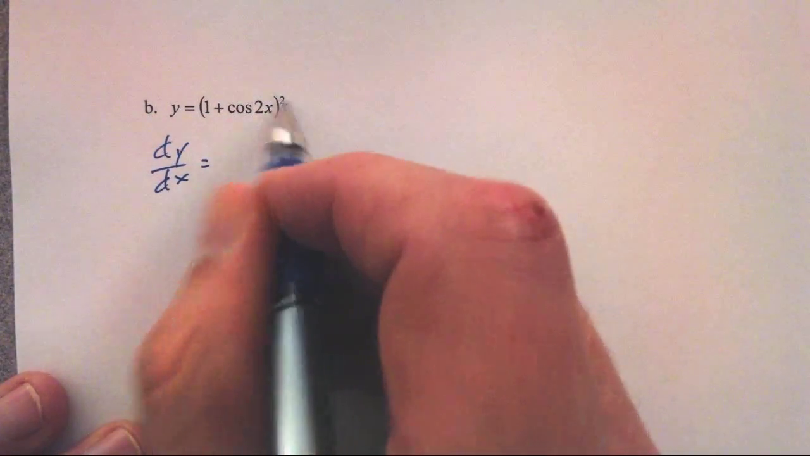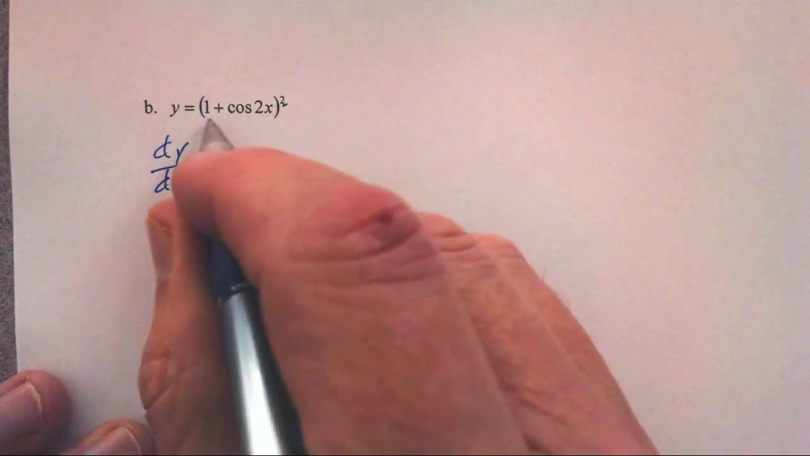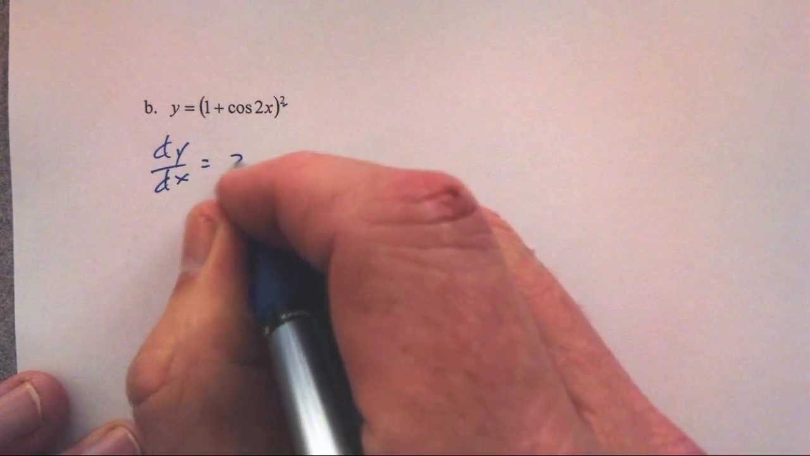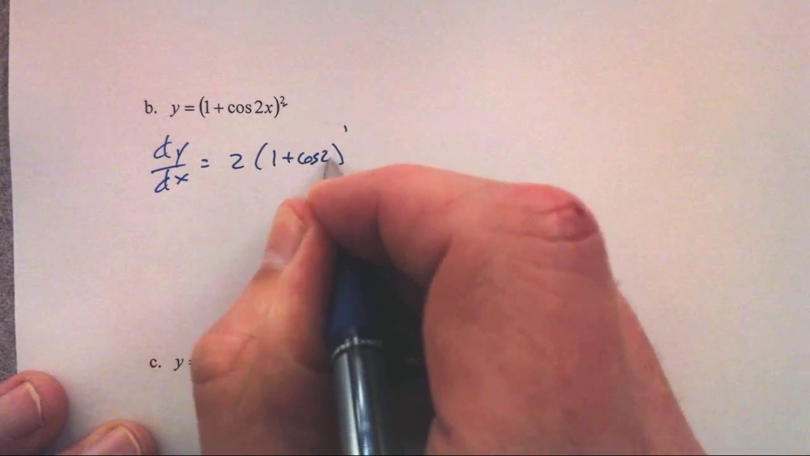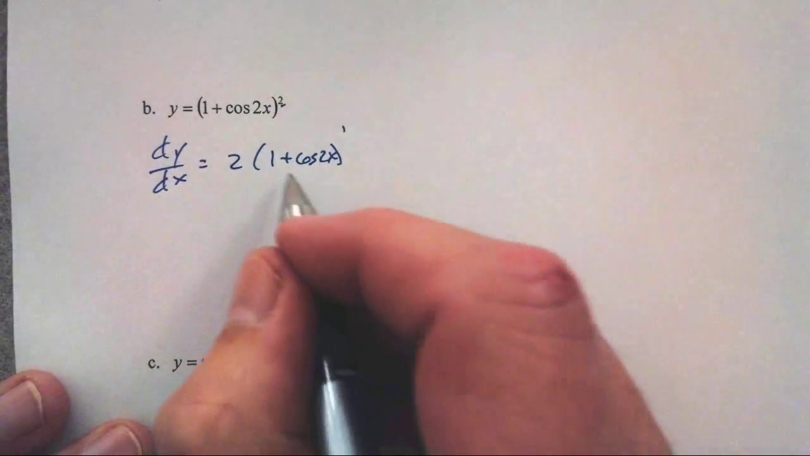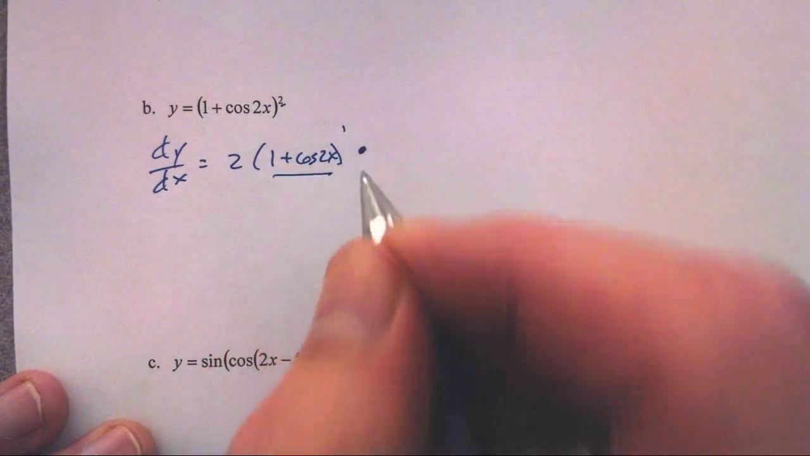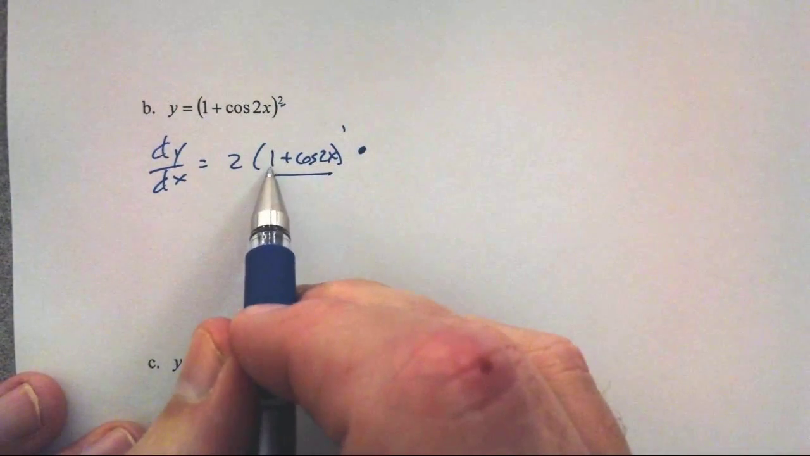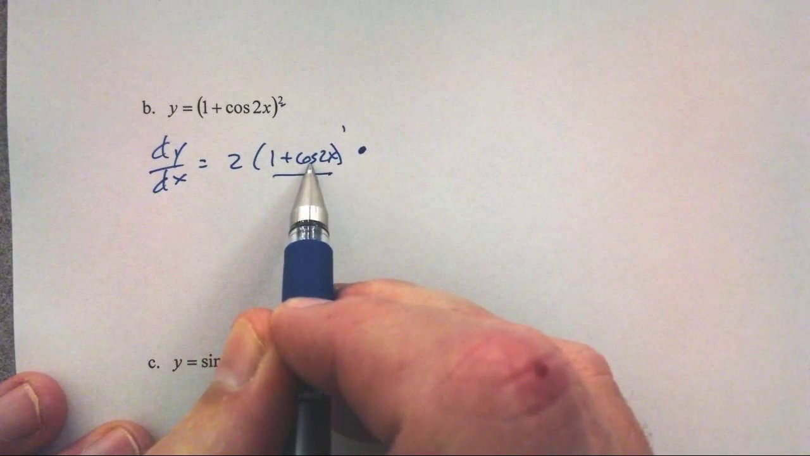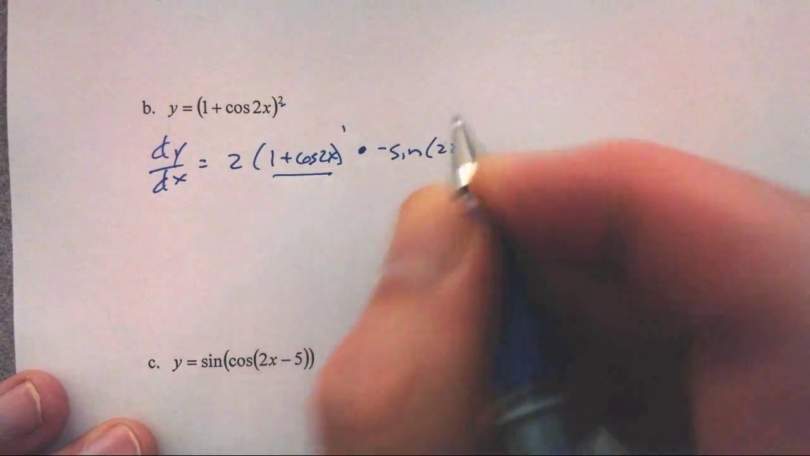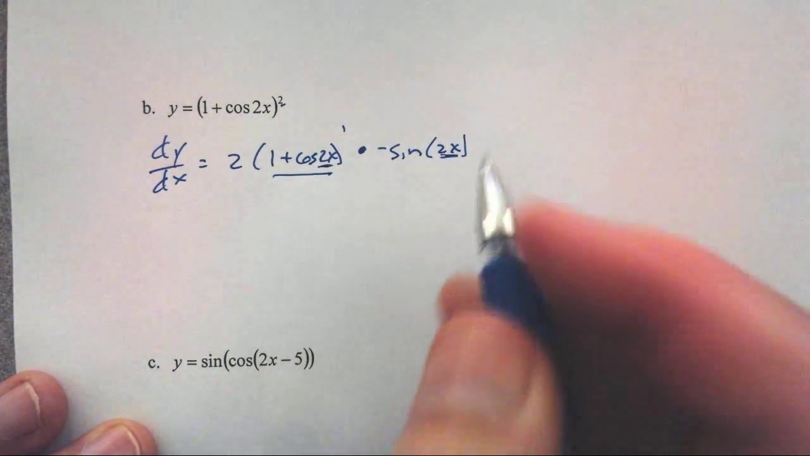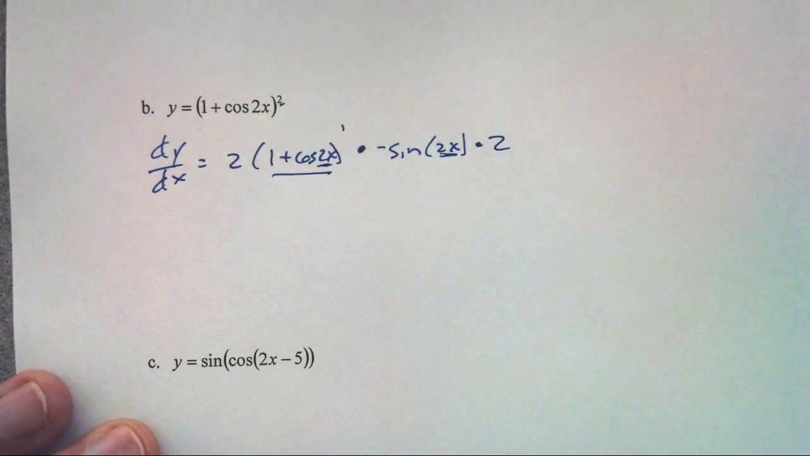Okay, B. dy dx. Pretty clear here. We've got an outside function, something to the second. The derivative of that would be 2 times something to the first. That's 1 plus cosine 2x. Leave the baby function alone. Then treat the baby times all of, well, the derivative of 1 is 0. The derivative of cosine of something is negative sine of something. But the inside function is 2x. Treat the baby times 2.